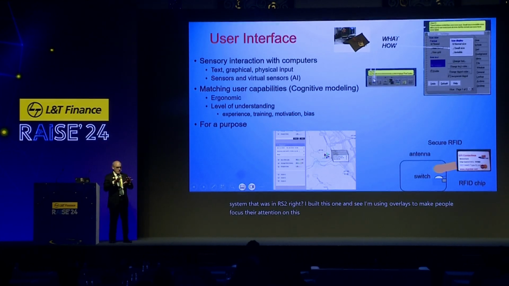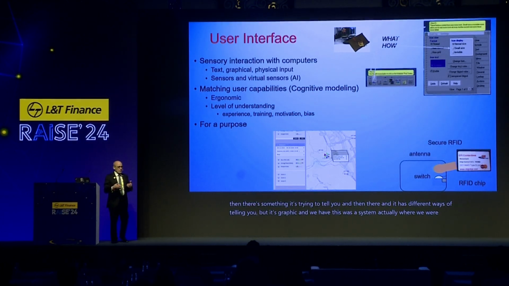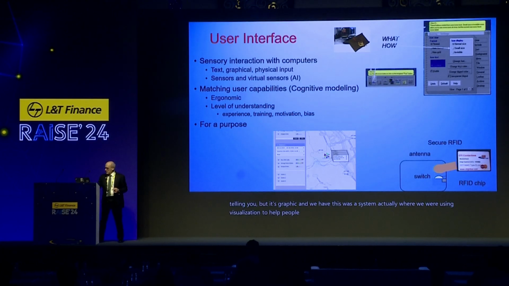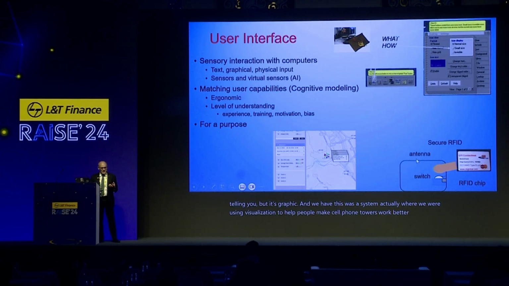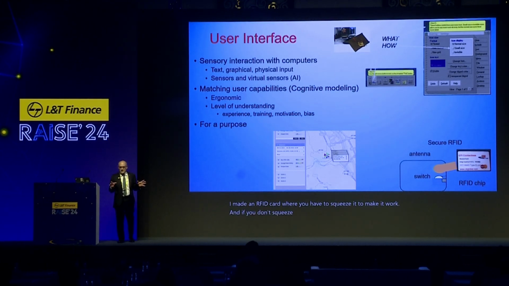So it's a multi-layered interface. We have something that you can do with a cursor, and then there's something it's trying to tell you, and then it has different ways of telling you, but it's graphical. This was a system I actually did with DeBragg, where we were using visualization to help people make cell phone towers work better. But also, interface can be as simple as a switch. I made an RFID card where you have to squeeze it to make it work. This is user interface also. And if you don't squeeze it, then nobody can steal your RFID card.